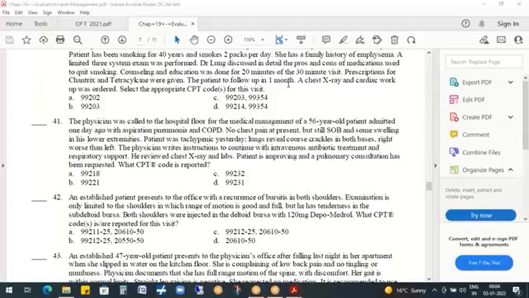No need to search the codes. I'm not telling you to search the code. Tell me where is the patient in a hospital. That's it. From where we can go. Question number 41.